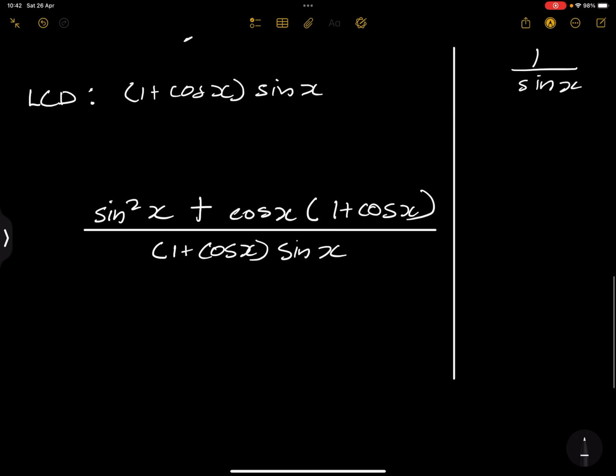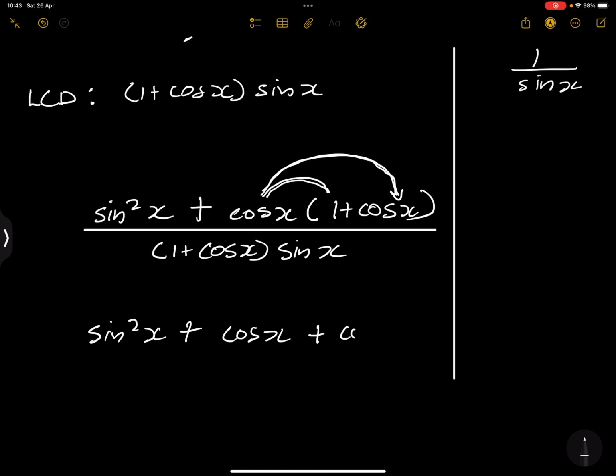Now please have a look at it. So I can multiply out in this case. So I've got sine squared of x plus. Here I'm going to use our distributive law, right? Cos x multiplied by 1. That will give me cos of x. And I've got cos x multiplied by cos x in this case. And that will give me cos squared of x.